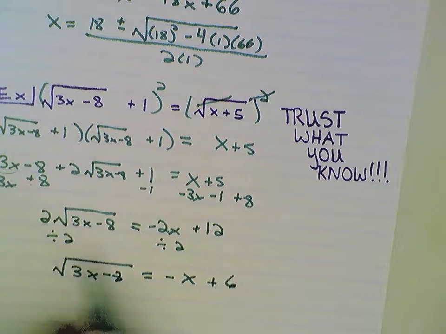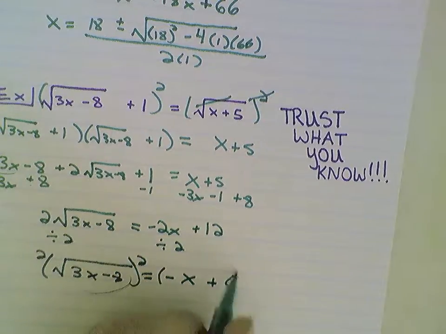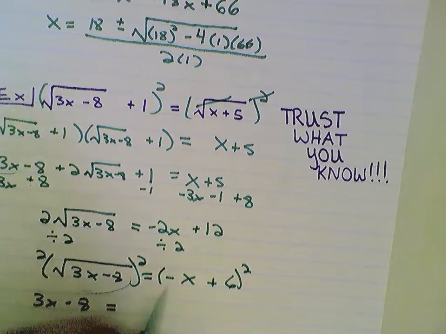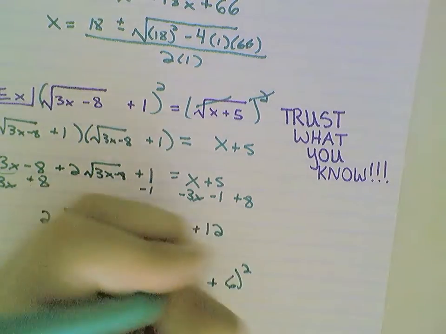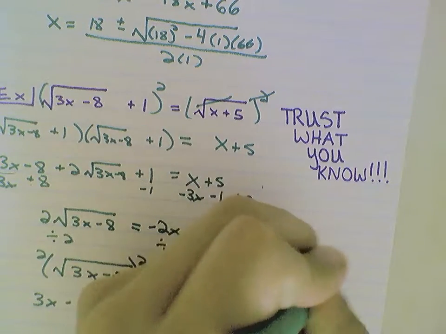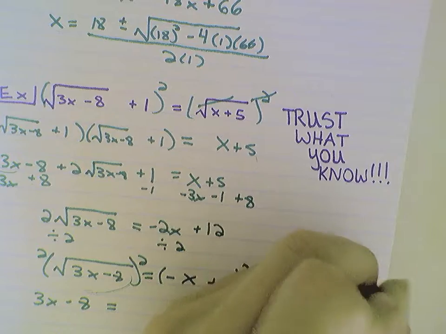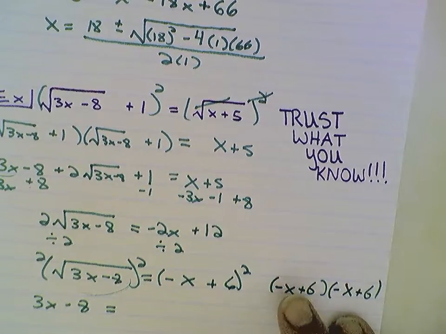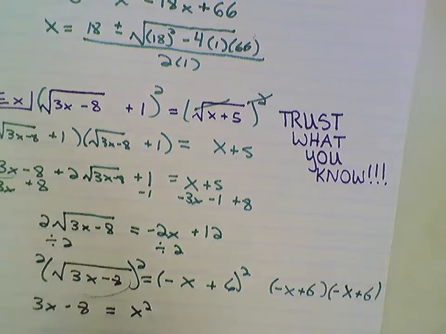And now I have the radical by itself, so once again I can square both sides. I'll get 3x minus 8 equals, well, negative x plus 6 squared is really negative x plus 6 times a negative x plus 6. And once again, to multiply these we have to FOIL, so we take the first term times the first term, which will be an x squared.